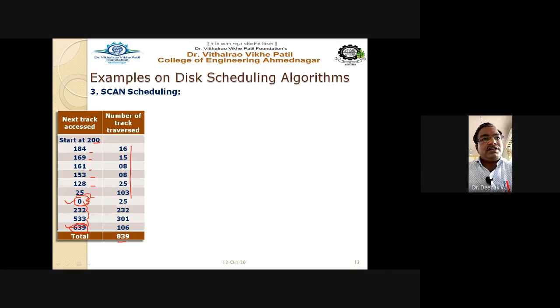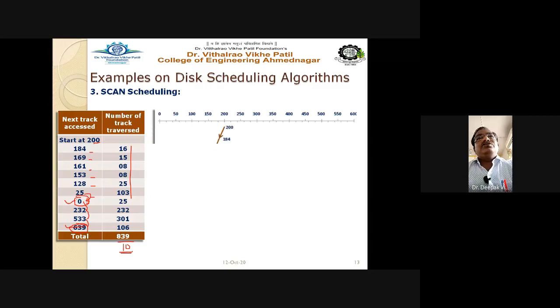So 839 divided by not 8, but here there are a total of 10 requests. So the average seek length is 83.9, because 0 and 639, these two requests, are added here. That's why we have to divide it by 10.